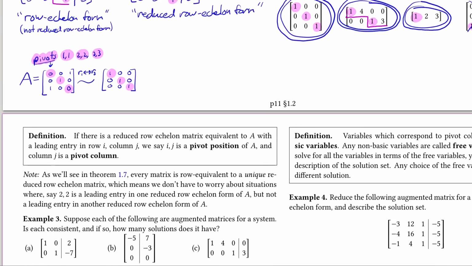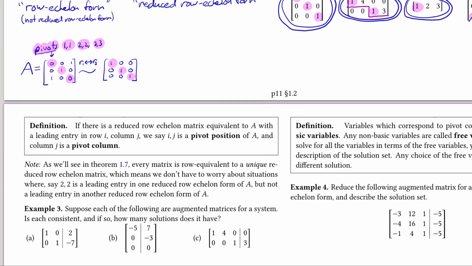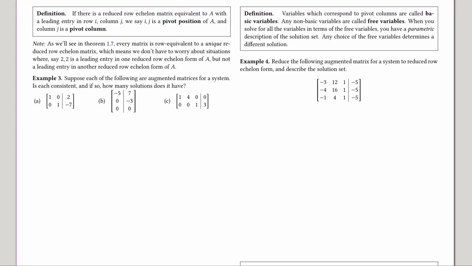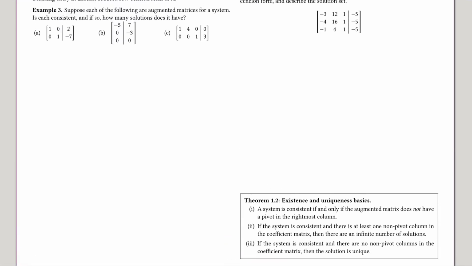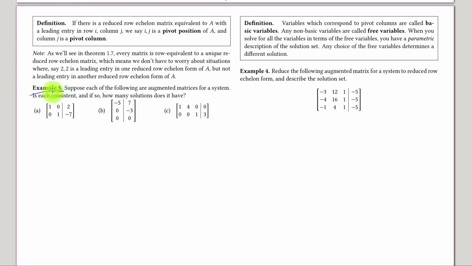Okay, now where the pivot positions are is really important in telling you about the existence and uniqueness of solutions. So we have this theorem 1.2, which has a lot of stuff in it. The goal of this whole next page is sort of going to be to understand theorem 1.2, because this is going to get used throughout the class to describe all kinds of stuff. So let's look at example 3 here. Suppose each of the following are augmented matrices for a system. Is each consistent? And if so, how many solutions does it have?